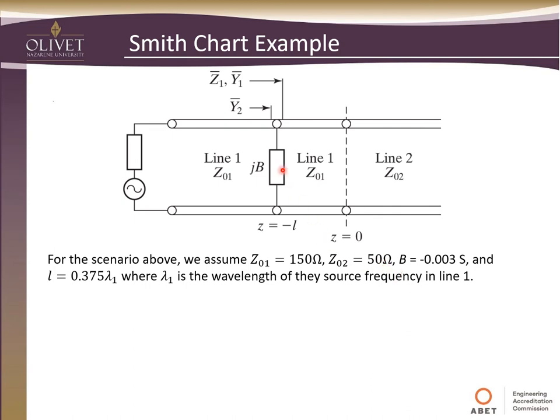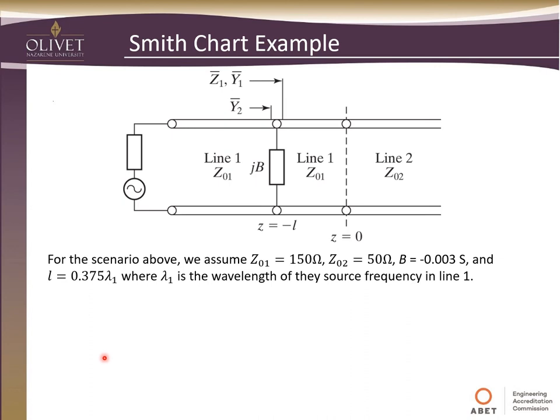And then we're going to say that our load that we are inserting here is negative 0.003 Siemens. Okay, so it's a reactive load. And we're going to say that we're locating it at 0.375 lambda 1. So we don't care what the frequency is. What we'll find out on the Smith chart, because it's normalized, we only care what it is in relation to the wavelength.